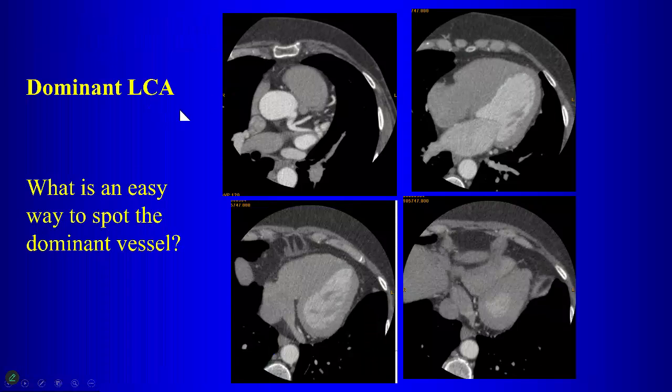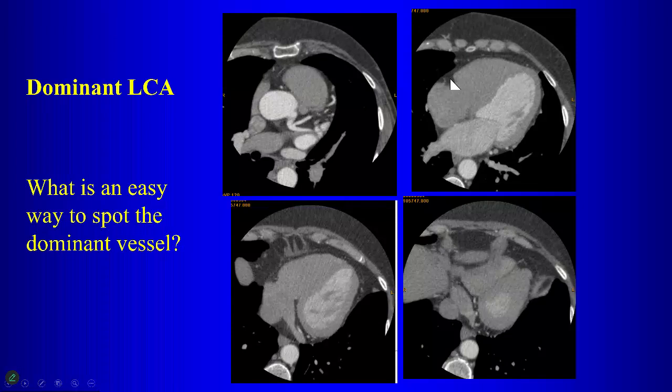So here's an example of a dominant left coronary artery. What is an easy way to spot the dominant vessel if you're looking at axial images? You look for the AV grooves and see which one's larger. Yeah, you look at the AV grooves and look for which vessel is larger, right?